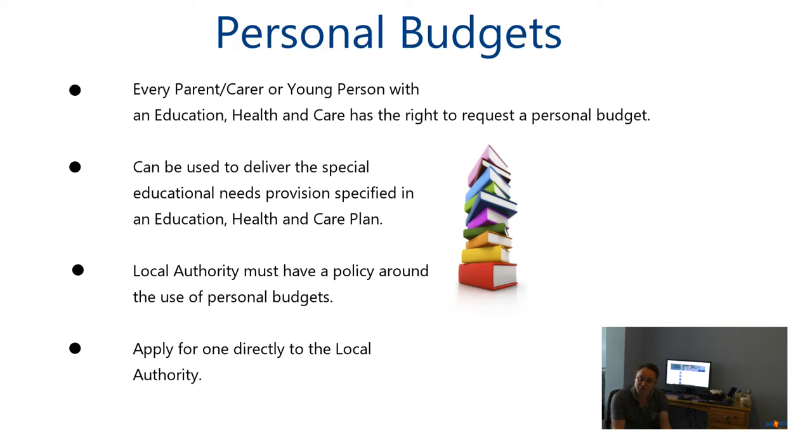So if you're interested in a personal budget, then the first thing to do is to go to the local authority's website and download a copy of their personal budget policy, if you can find it. If you can't find it online, then simply ask the special needs team for a copy of it, and it sets out how you make an application and what you do if the application is refused by the local authority.